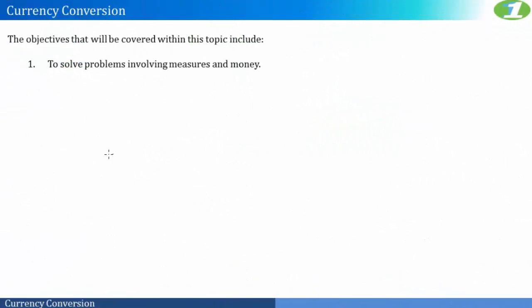Now, welcome to our lesson on currency conversion. In this lesson, we'll learn how to solve problems involving currencies. All right, so this will be a fairly short lesson, and it all helps in our analysis of consumer arithmetic. So let's get right into it.